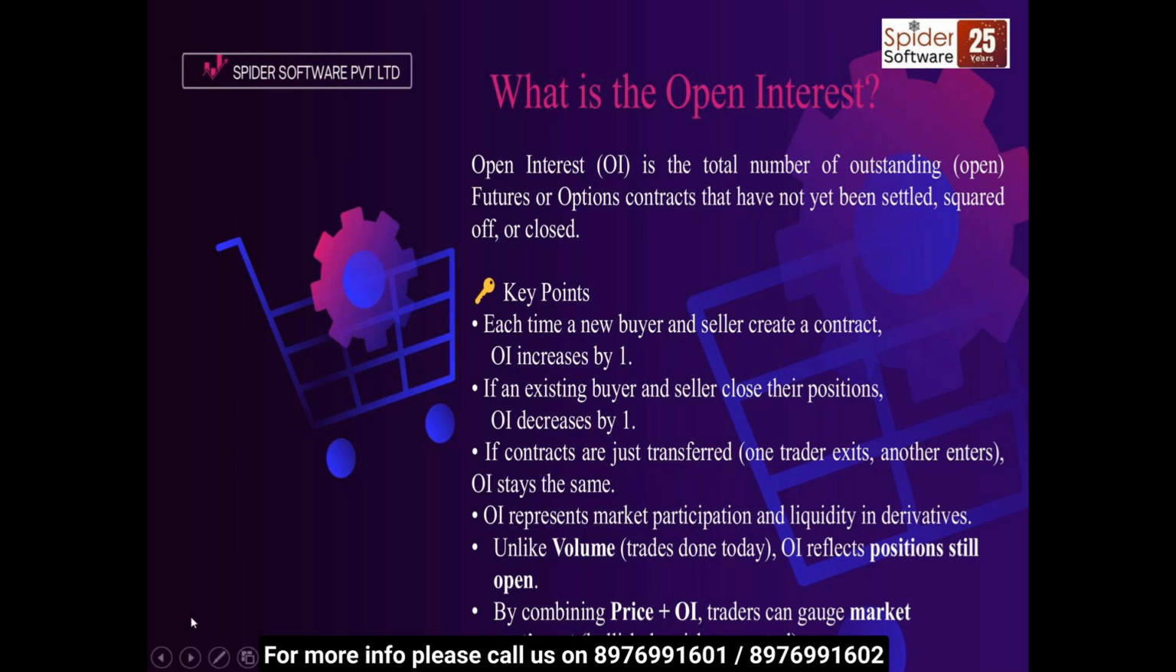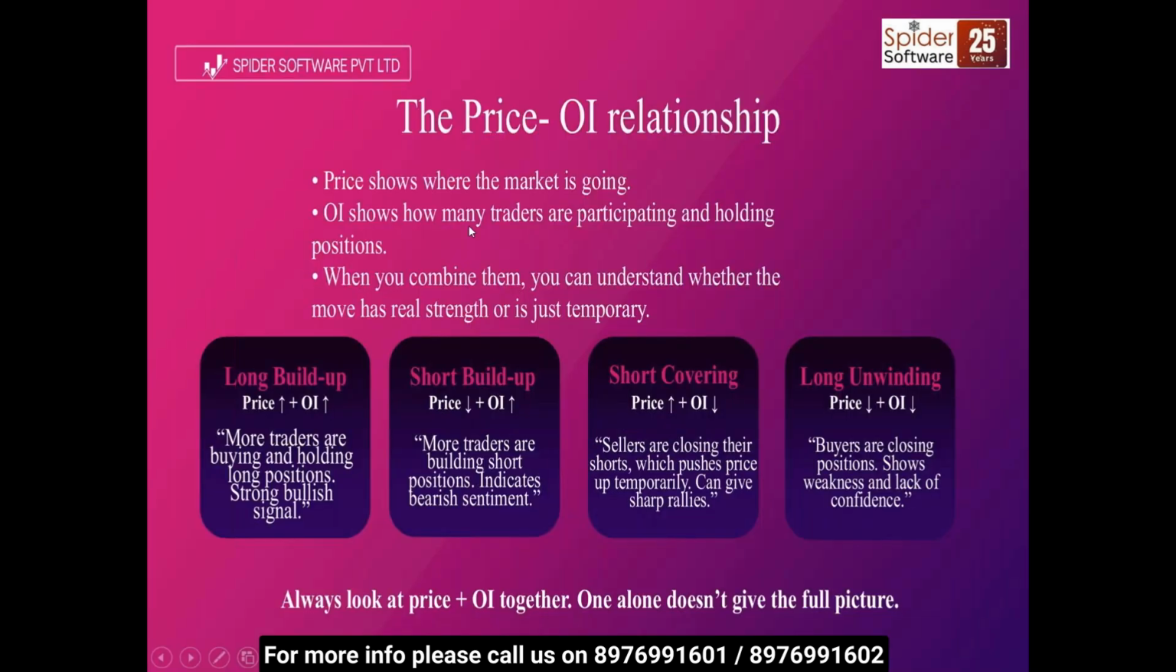So we'll just quickly move on to the next slide over here, which is the price and OI relationship. Okay, so as I can see, price shows where the market is going. It will give you a clear indication if it is in the bullish or the bearish sentiment. And the OI will show you how many traders are still active or still holding the positions. So you can combine them, and you can understand if the market is going upside or downside, if it has real strength, or it is just a fake temporary strength. So you can also figure that out over here.